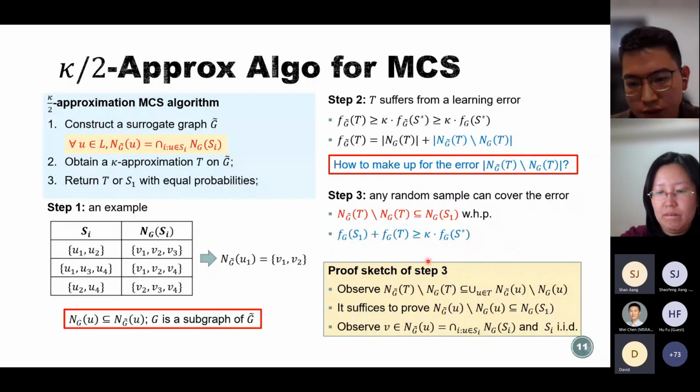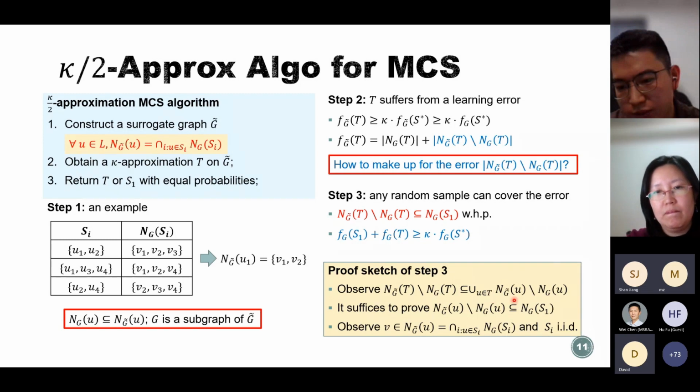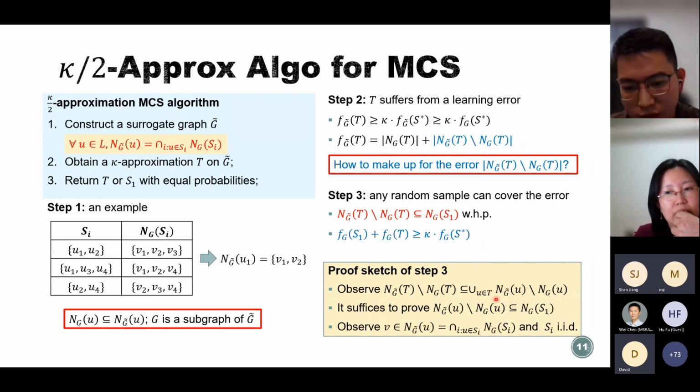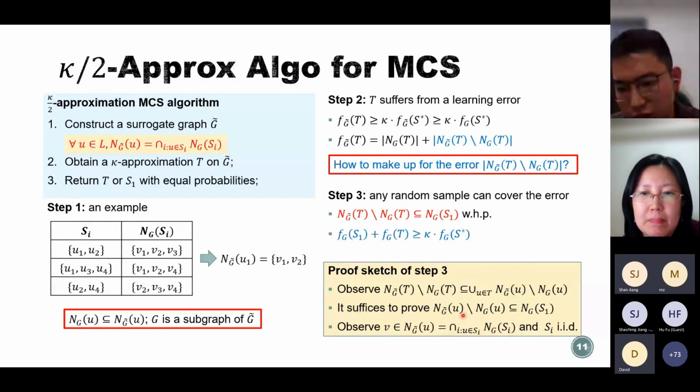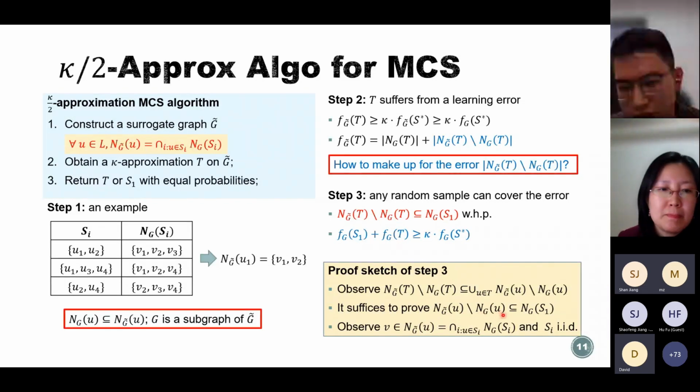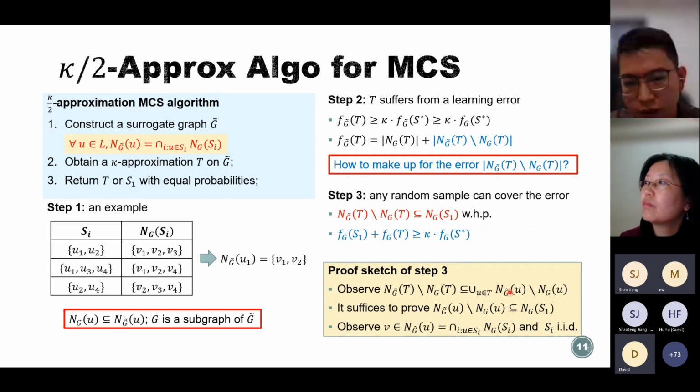The proof sketch of step 3 is as follows. So we first observe that the error can be split into the error of each element in T. Second, it suffices to prove that the error of the single element belongs to the neighborhood of S1 with high probability. And by union bound, we can prove what we want.